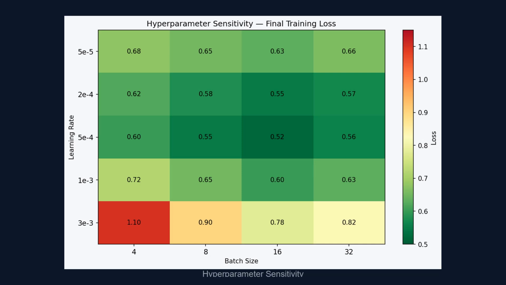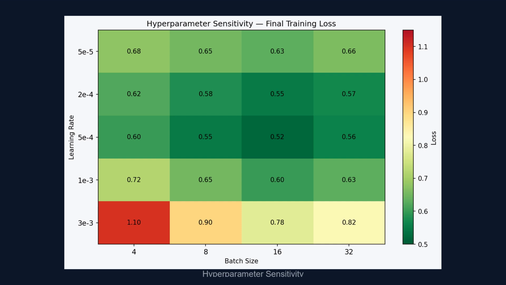This image shows a heat map illustrating the hyperparameter sensitivity, specifically focusing on the final training loss for various combinations of batch sizes and learning rates. Each cell in this grid represents the loss value achieved with a particular pairing of these two hyperparameters. The left side of the chart details the learning rates, ranging from 5E5 to 3E3, while the bottom axis lists the batch sizes from 4 to 32. As you observe the values, the lower the loss, the better the model's performance.